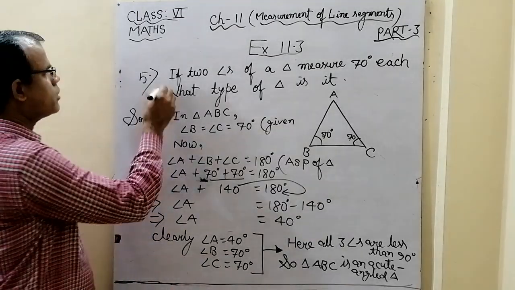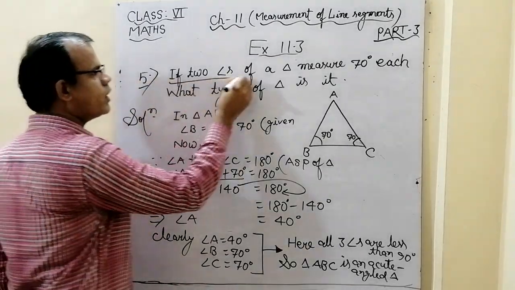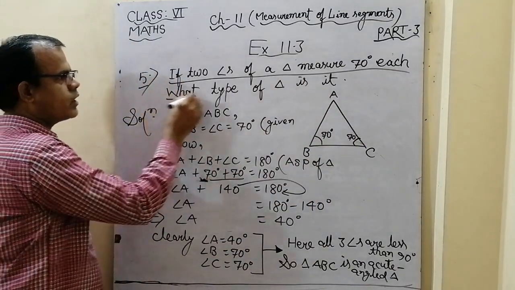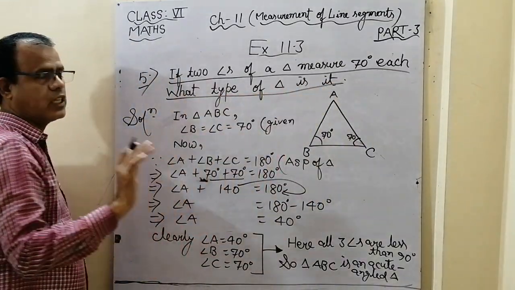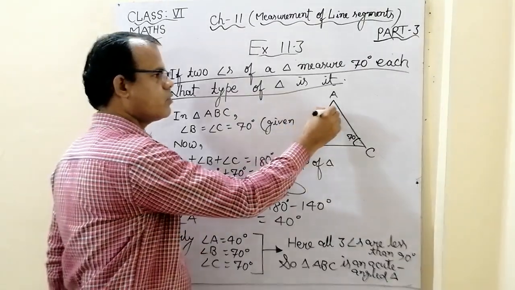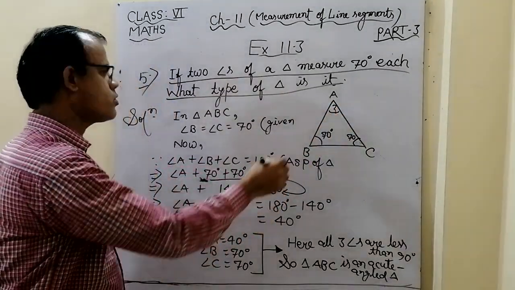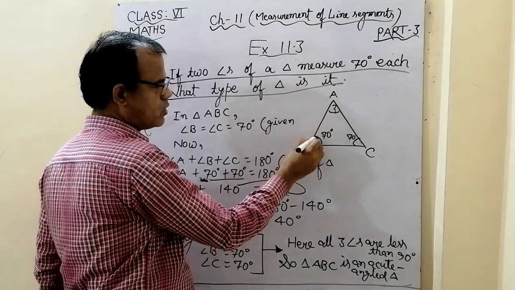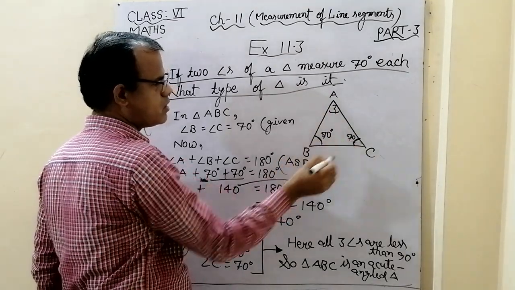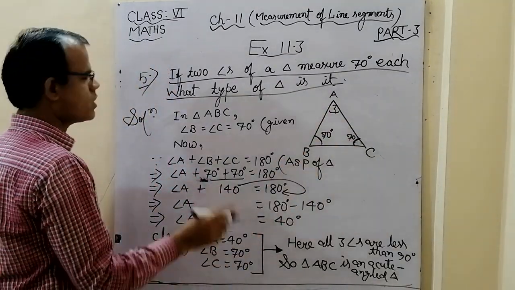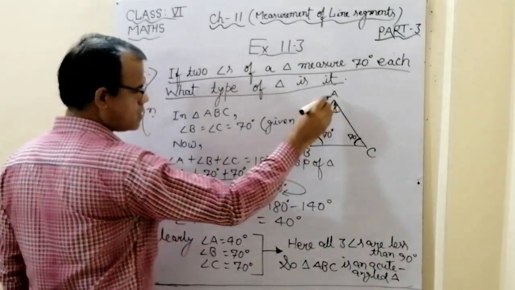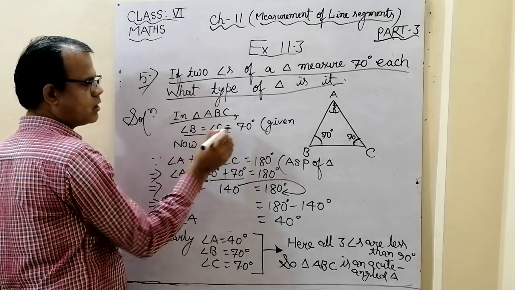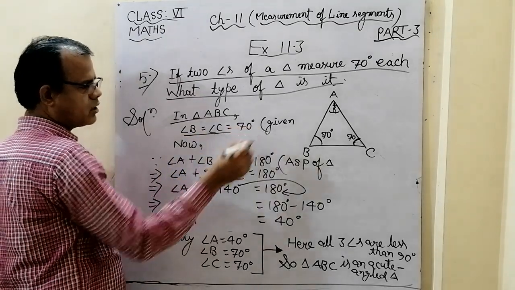Student, last question, question number 5th. If two angles of a triangle measure 70 degree each, what type of triangle is it? So we have to find angle A first. Suppose we have triangle ABC in which angle B and C both 70 degrees. So first we have to find third angle, that is angle A. So in triangle ABC, let angle B equal to C equal to 70 degree given.